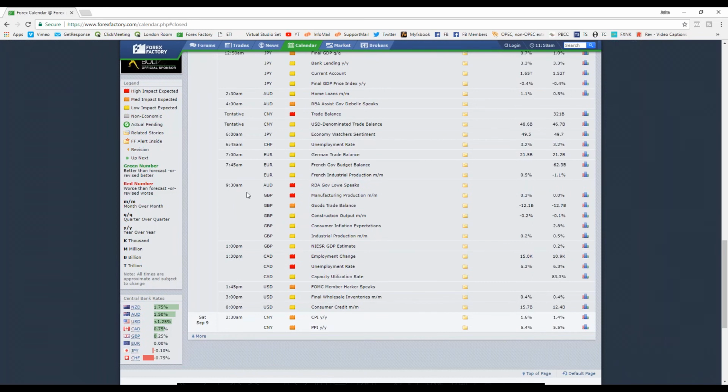Now we have manufacturing production at 9:30 on Friday, so we'll put down a small X for the pound, coming up to the end of the week here. And we can see we have employment change data and unemployment rate coming out for the CAD as well. So we're going to put down a capital X for that because that can move the market fairly significantly.